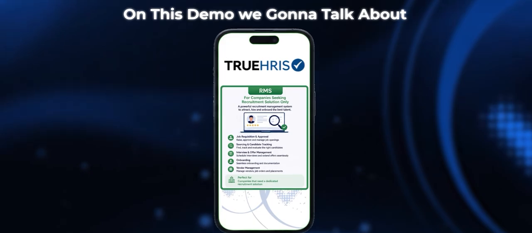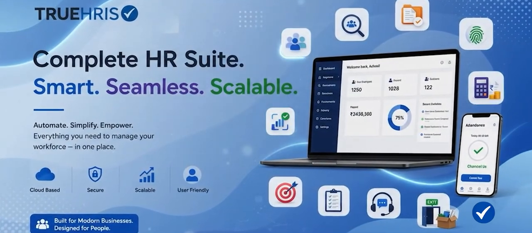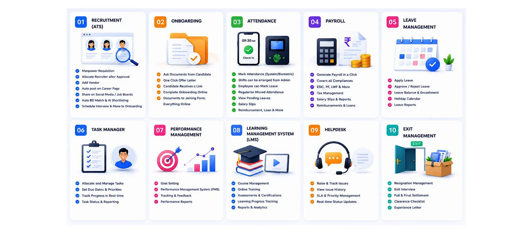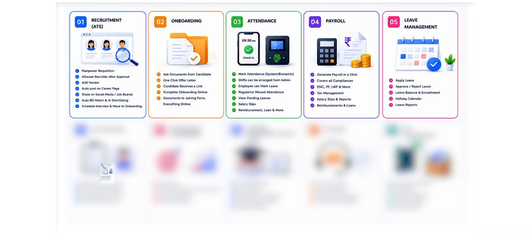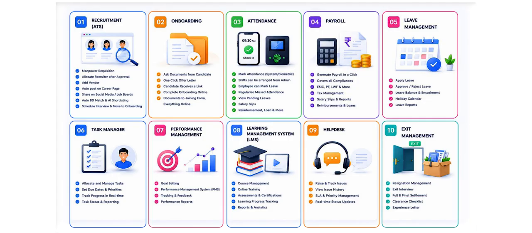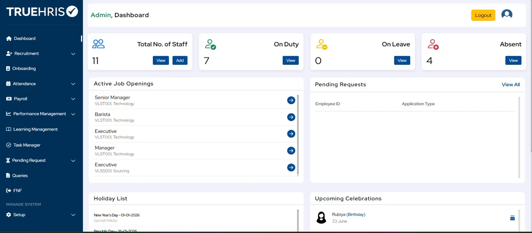So let's start with the HRMS demo. It's a complete HR suite, an end-to-end solution which has 10 modules, starting from recruitment to onboarding, attendance, payroll, leave management, task management, performance management, learning management, help desk and exit management. We'll cover each and every module one by one, and I will show you the live software as well. So let me show you how these modules work in real time in our HR software.